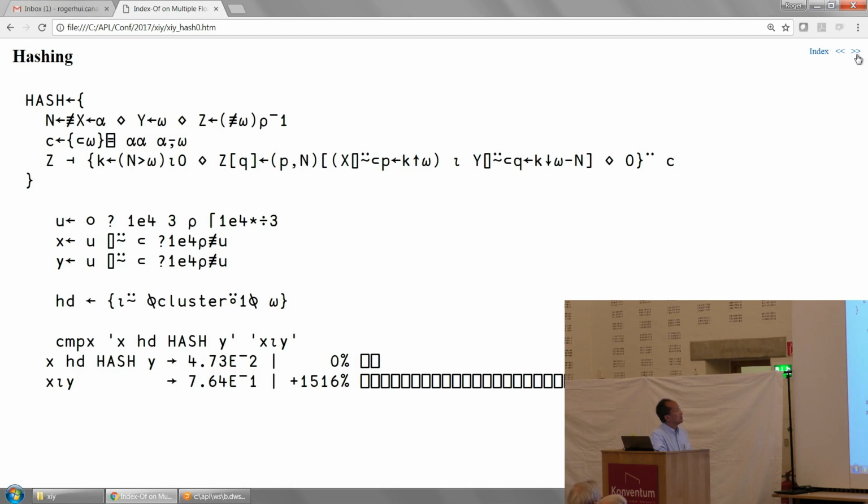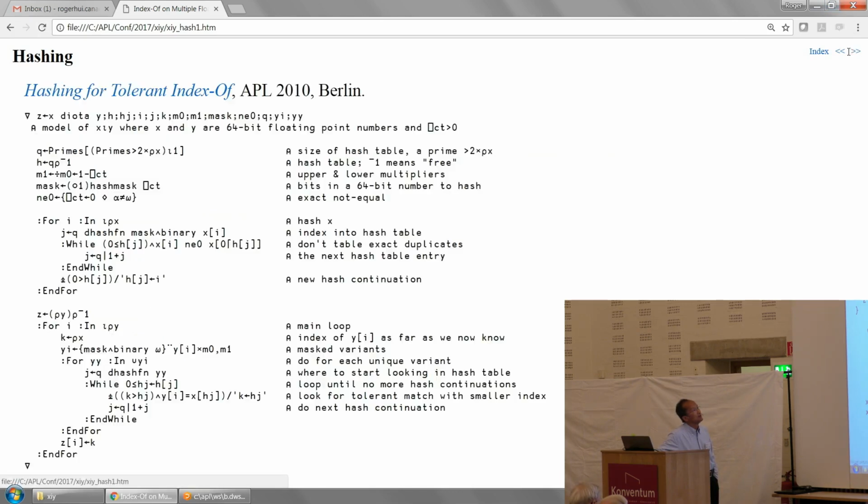So this little benchmark shows that on matrices with 1e4 rows and 3 columns, this APL model is faster than the current implementation by a factor of 16. The most pleasing part about this operator is that it compares well with a function we wrote in 2010.